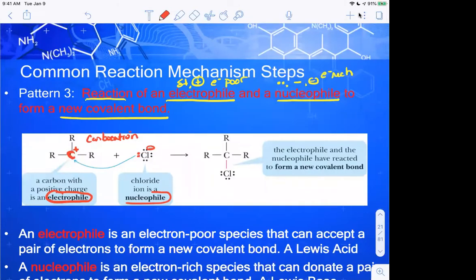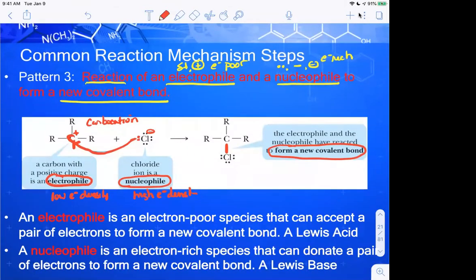This is a nucleophile. I start at the area of high electron density. Remember, this is high electron density, and this is low electron density, that positive charge. So I start here, and I end up just adding those electrons and forming that new covalent bond. So this new covalent bond is formed with those electrons.